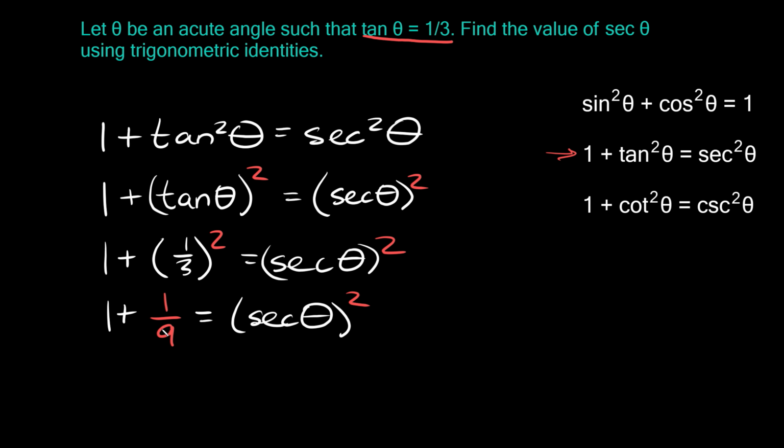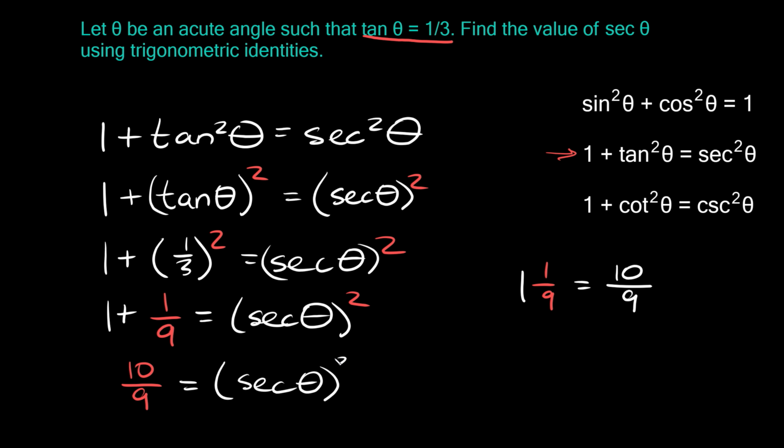So then here we have 1 plus 1/9, which is equal to 1 and 1/9. And we can turn that into an improper fraction, which will be a little bit easier to work with. So let's multiply these two together. So 9 times 1 is 9, and 9 plus 1 is 10. So this is equal to 10/9. All right, so this thing is equal to 10/9. And then again, that's equal to the secant of theta squared.